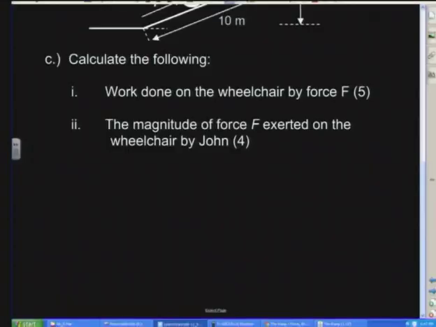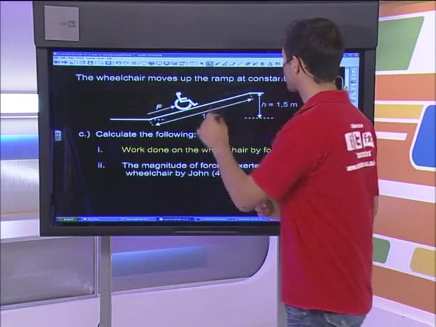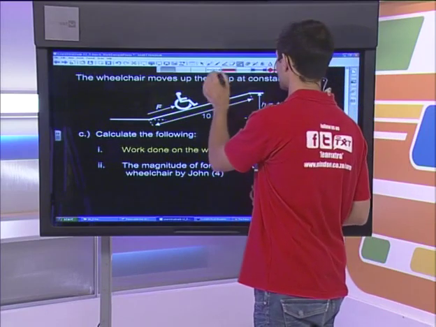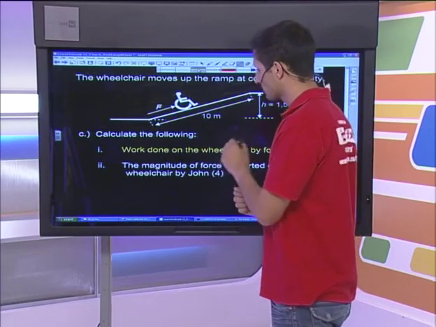It says, calculate the following. First of all, the work done on the wheelchair by the force F. Now 5 marks. 5 marks tells me that there must be some sort of calculation going on. So work done on the wheelchair by force F. Well, let's look at our diagram, guys. Let's see what force F has actually got to do. Well, there's a few ways of thinking about this. Okay, so force F acts up the hill.